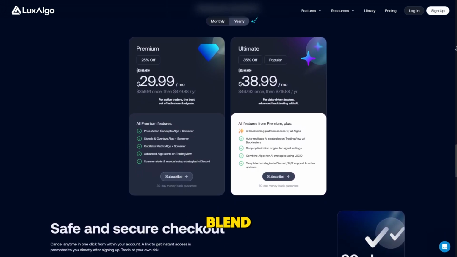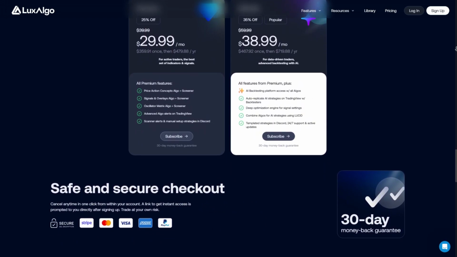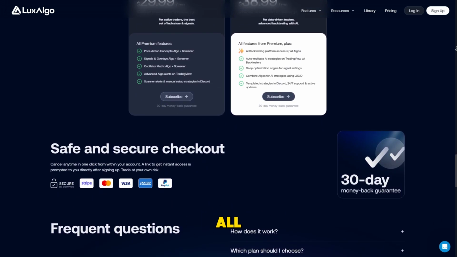For traders wanting a blend of algorithmic precision and visual clarity without coding their own tools, LuxAlgo stands out as a professional-grade option that's accessible to all skill levels.